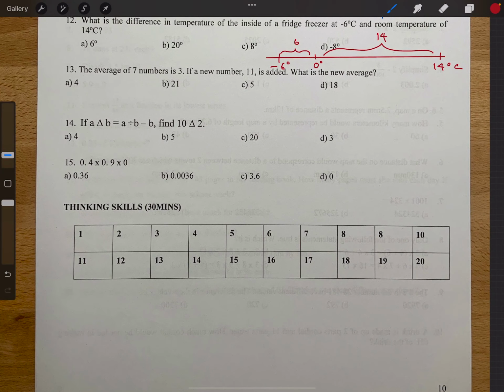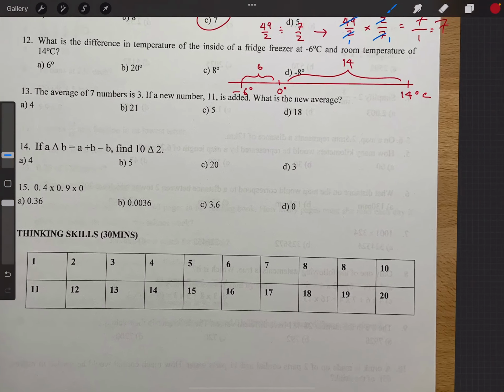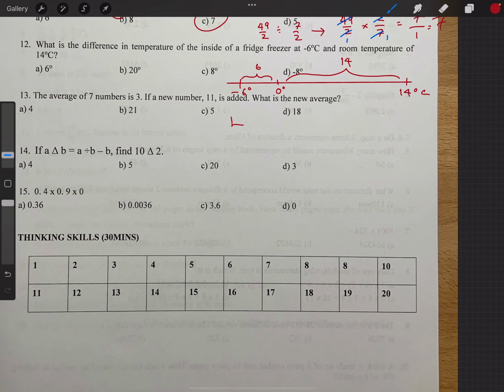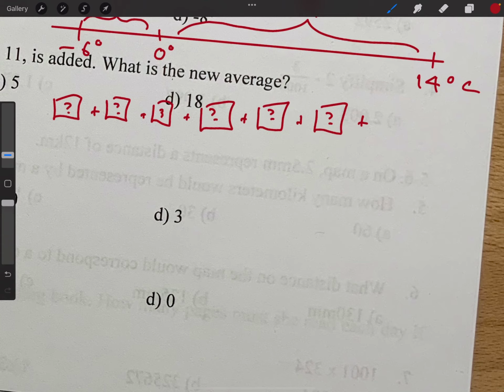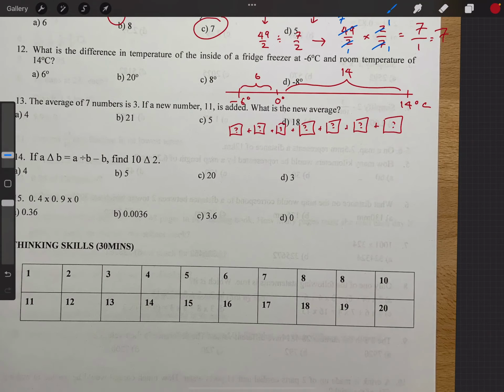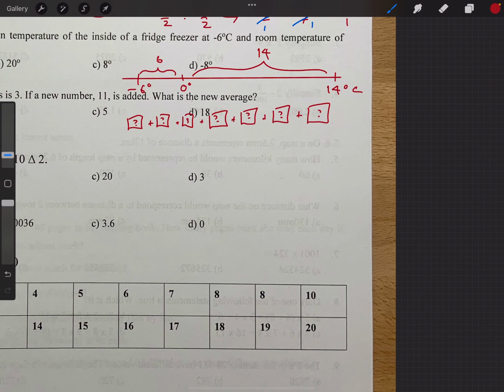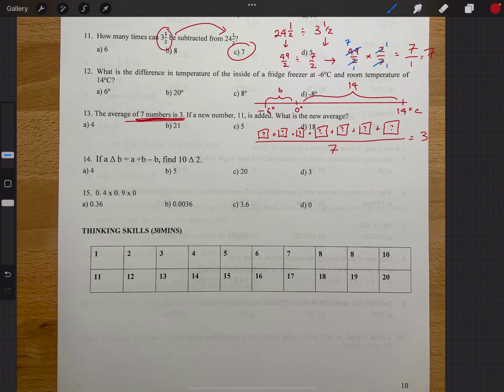Okay, now question 13. The average of 7 numbers is 3. So imagine you have 7 numbers. Okay, we don't know what they are. 1, 2, 3, 4, 5, 6, 7. Yep, there's 7 numbers. Now it says the average of 7 numbers is 3, so to find the average of these 7 numbers, we have to add them up and divide by 7. And the average is 3 because it tells us the average of 7 numbers is 3.